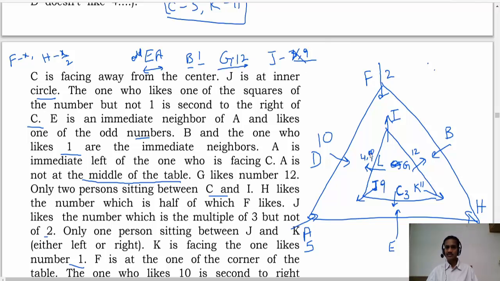J value is 9, so what is the L value? L value must be 4. L is 4. Here L is 4, J is 9, C is 3, K is 11, isn't it? Now G is 12. Next one F 2, D 10, A 5, H 1. And 8 is at one of the corners. E is an odd number, but not 5. E is an odd number, it goes to the middle, and the 7. Once 7 is placed, the remaining number 8 is clear.